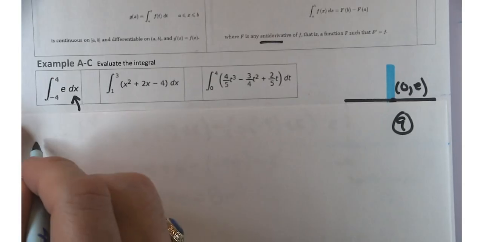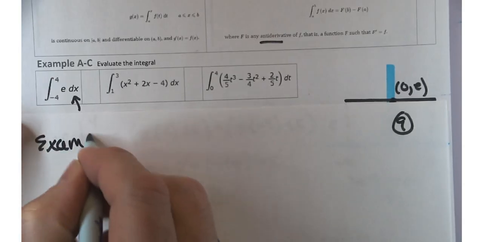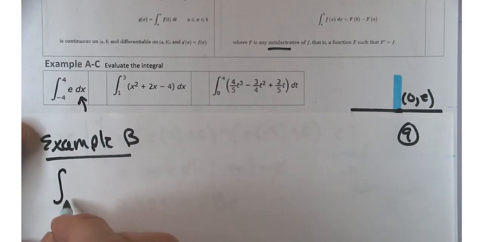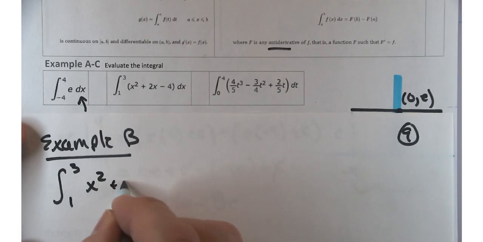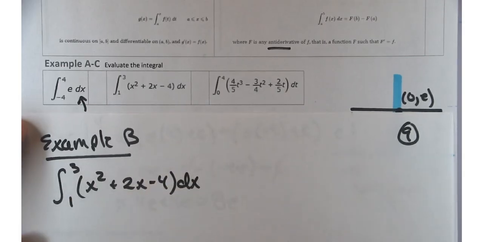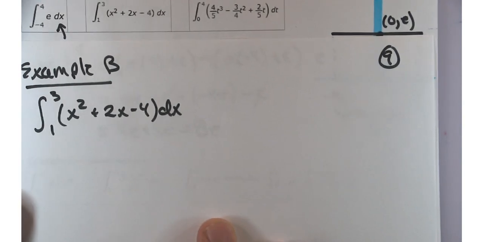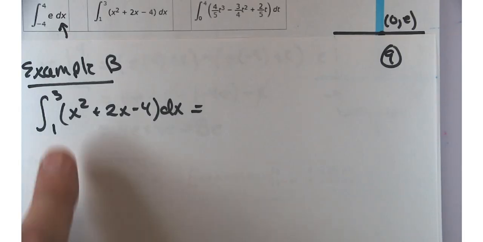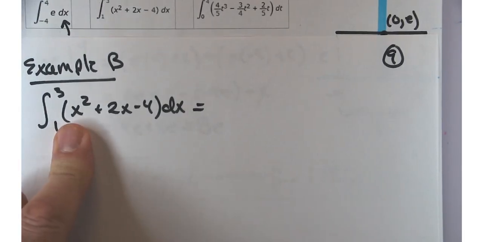So let's see, example B is going to be the integral from 1 to 3 of x squared plus 2x minus 4 dx. First thing I need to do is find an antiderivative for this. And let's do it term by term.